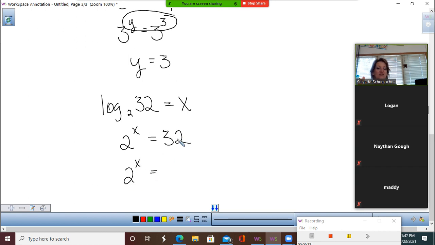But 32, I can break 32 down, right? 32 can be 2 times 16, which is 2 times 8, which is 2 times 4, which is 2 times 2. So it's actually 2 to the 1, 2, 3, 4, 5th power. So x equals 5.